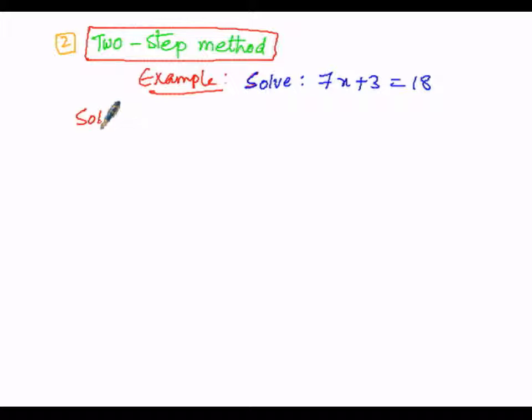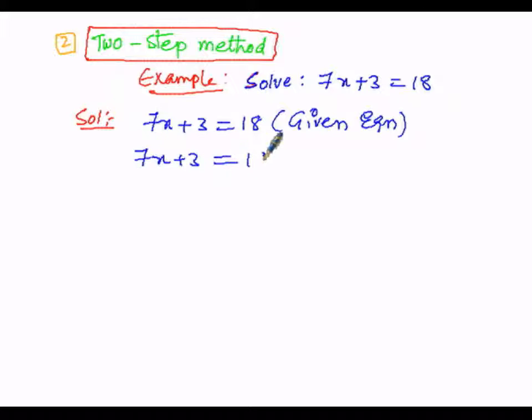So now in the solution, the equation given for us is 7x plus 3 is equal to 18. Here we have to solve for x, which is the variable's value, in order to satisfy the entire equation. So 7x plus 3 equals 18 is the given equation. We are utilizing here two steps to find out the value of x.